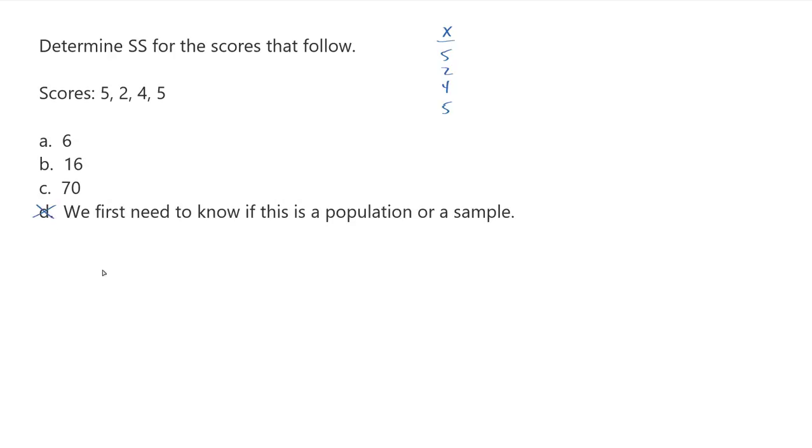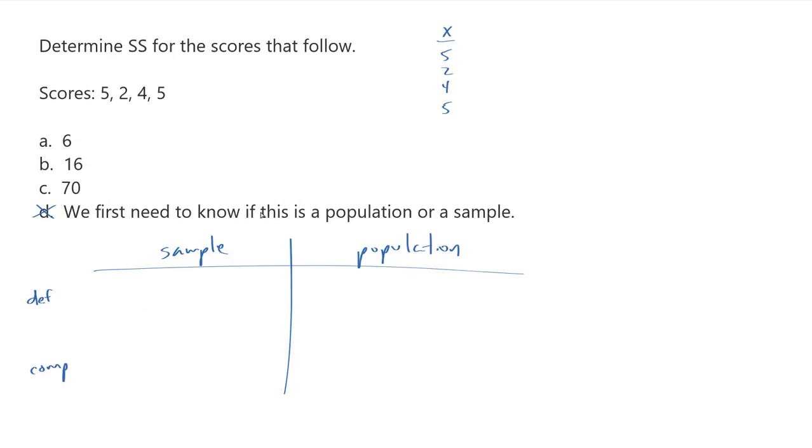The reason for that is that regardless of whether this is a sample or a population, and regardless of whether I use the definitional formula or the computational formula, I have everything that I need to be able to calculate this out. So, for example, the sample definitional formula looks like this. It's sum of squares equals the sum of each x minus the sample mean squared. Now, I know what each x is. If I consider this to be a sample, I could find the sample mean just by adding these up and dividing by 4.